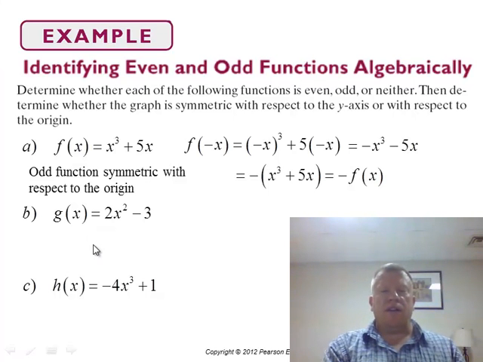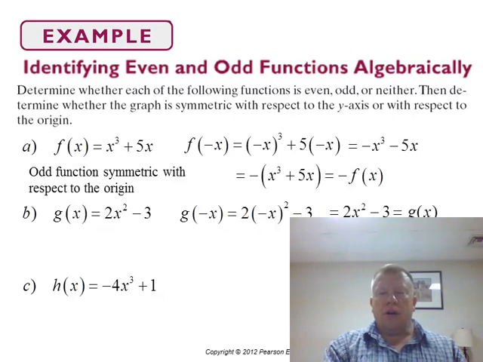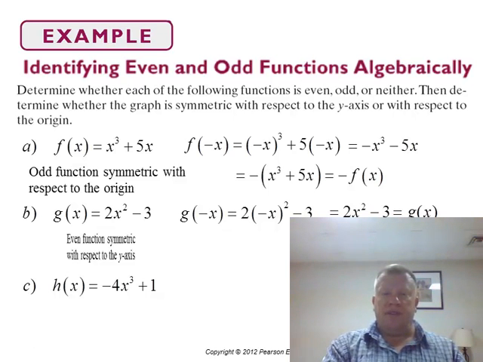Let's move on to the second function and replace x by negative x. Now, when you have negative x squared, that gives you just x squared again. So you end up with just the same function. You have g of negative x is equal to g of x. That means the function is, drum roll, an even function.